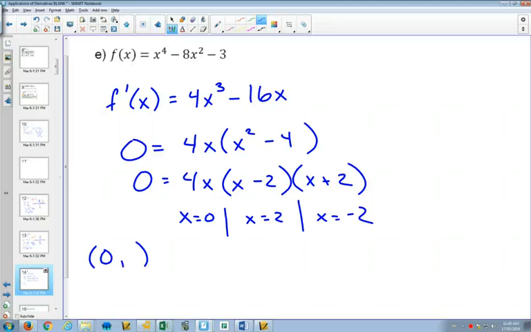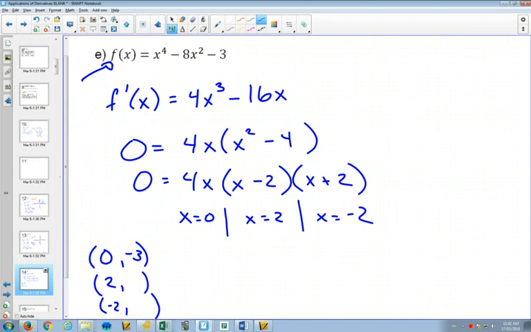I'm going to figure out where these points are on my original graph. What happens when you plug in 0? What point will that be on my original graph? 0 minus 3, minus 3. When I want to find an actual point on my graph, I have to plug it back into my actual equation. So I plug 0 into my actual equation to find out what that point was.